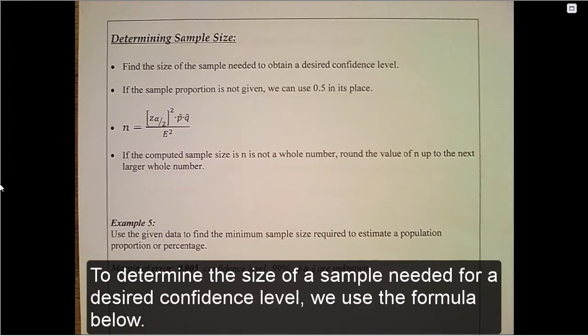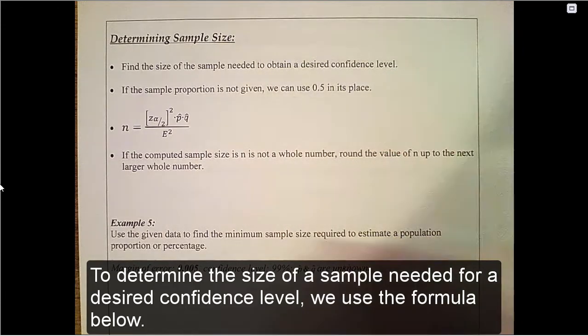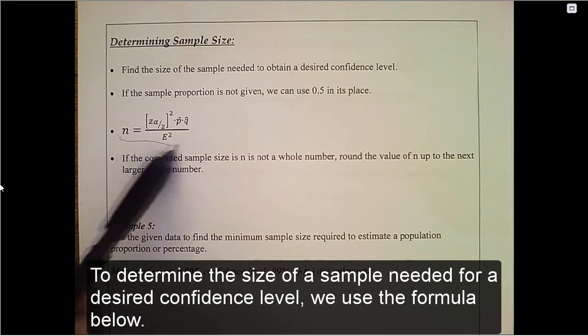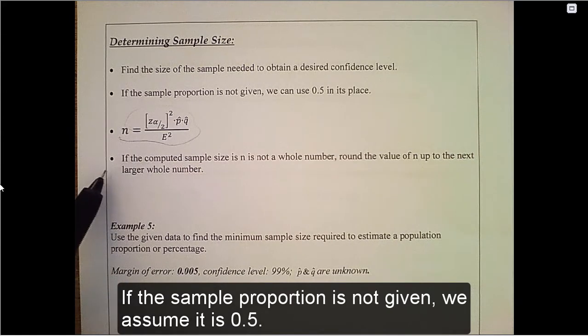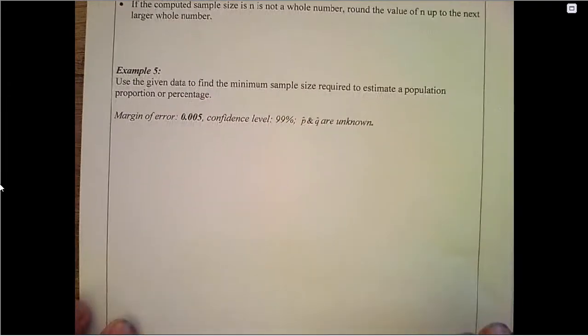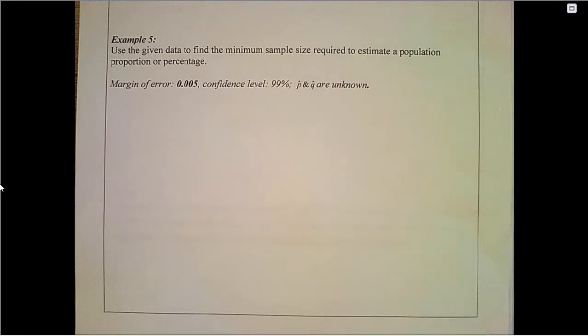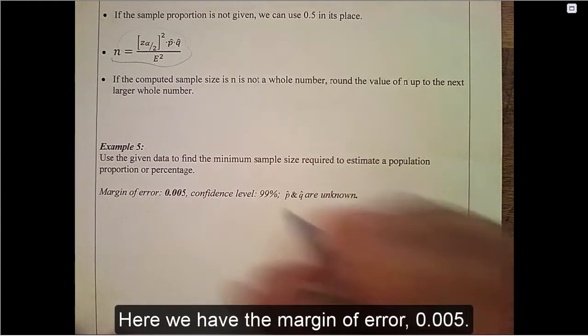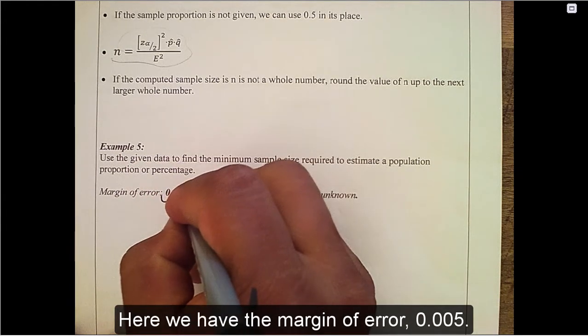To determine the size of a sample needed for a desired confidence level, we use the formula below. If the sample proportion is not given, we assume it is 0.5. So let's do an example. Here we have the margin of error, 0.005.